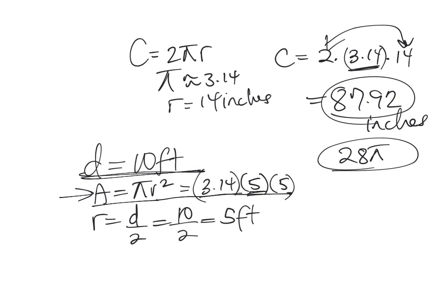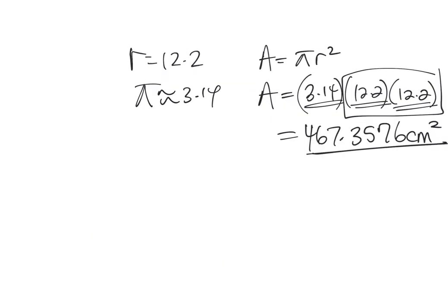So we get 3.14 times 5 times 5, basically it becomes 3.14 times 25. And that would take you to the answer that you need for this particular problem. So if it's in feet, then you have 3.14 times 25, and that actually is 78.5. So 78.5 feet squared.